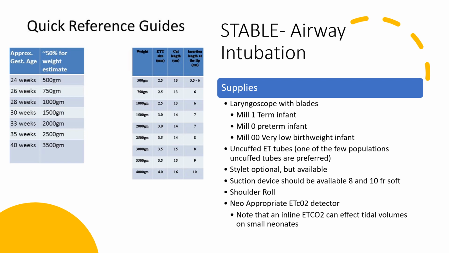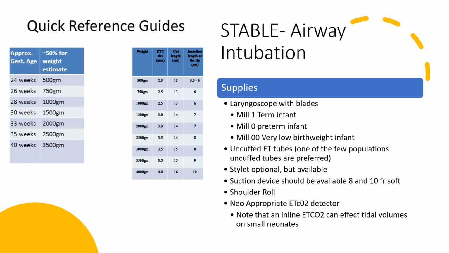Here's another guide for ET tube sizes with the baby's weight. That's right, they are weighing babies in grams. That is a small baby. A 500-gram baby, a half-kilogram baby, gets 2.5.